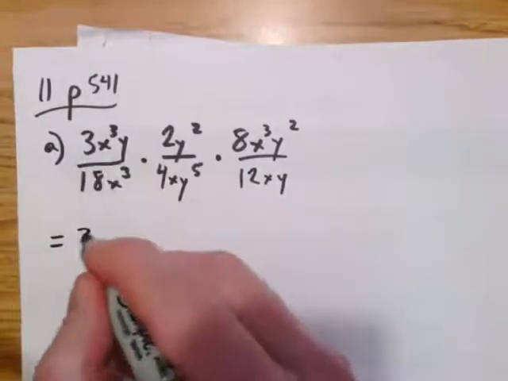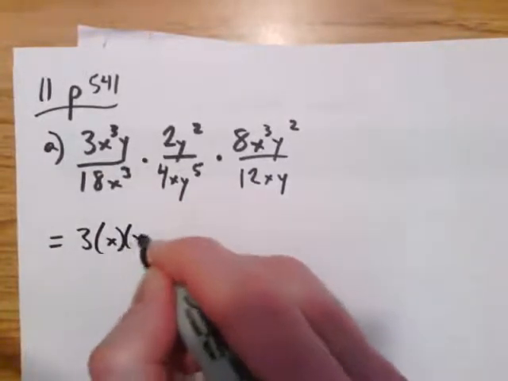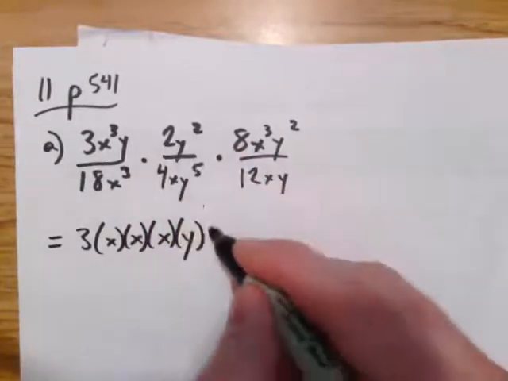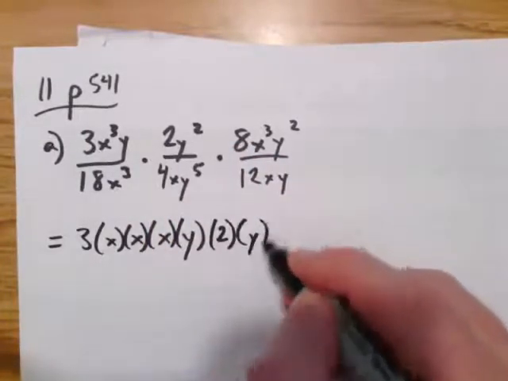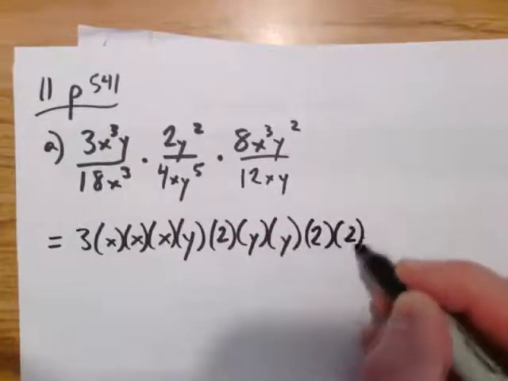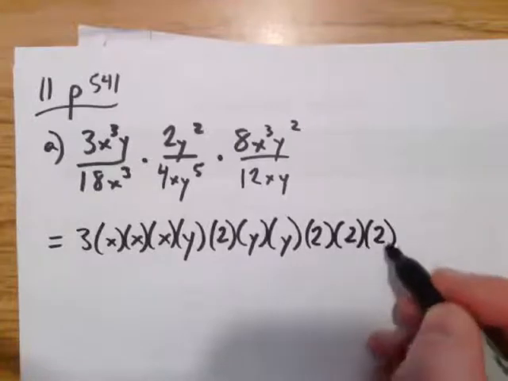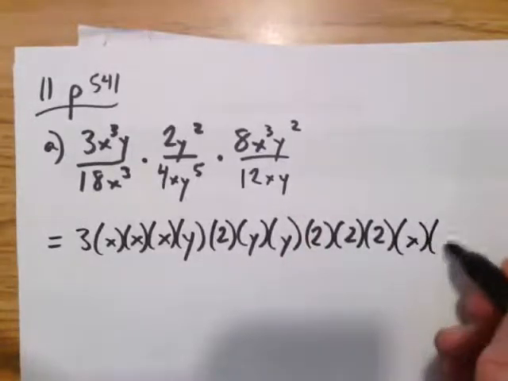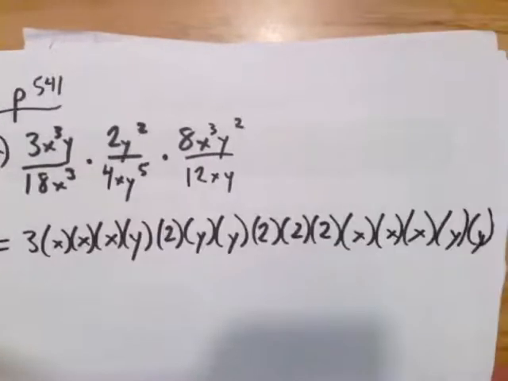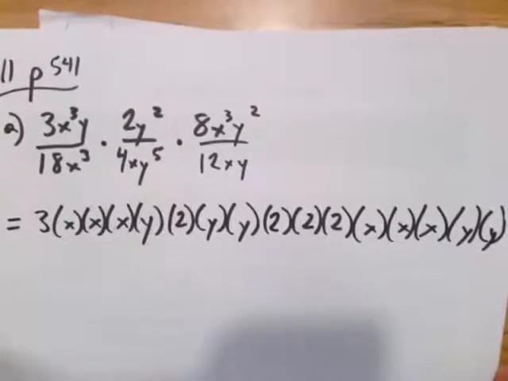So it's 3 times, there's 3 x's there, that's x cubed, times y. And then there's 2y squared, 2y, y. And then 8 is 2 times 2 times 2. 2 times 2 is 4 times 2 is 8. There's 3 x's. I'm going to run out of space. 2 y's. Good grief, Charlie Brown. That's the top row.